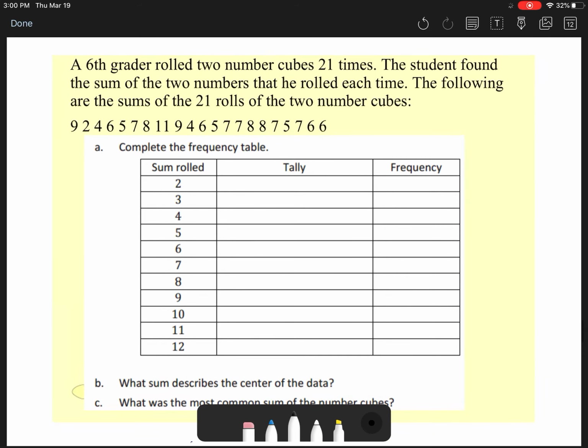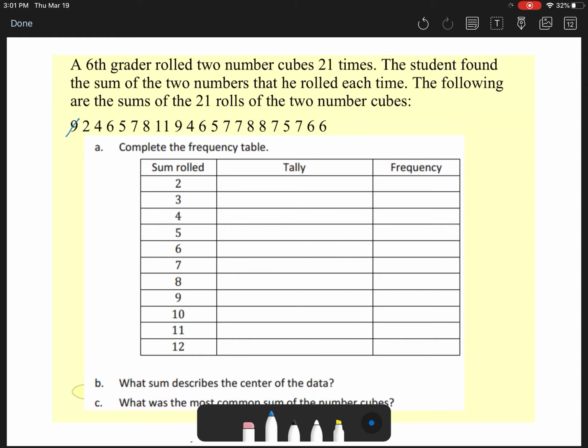All right, let's take a look at this question here. It says a sixth grader rolled 2 number cubes 21 times. The student found the sum of the 2 numbers that he rolled each time. The following are the sums of the 21 rolls of the 2 number cubes. Okay, so let's go through this. The easiest way to do this is as you're going through and writing down the tallies, cross the number out so that you don't count it twice.